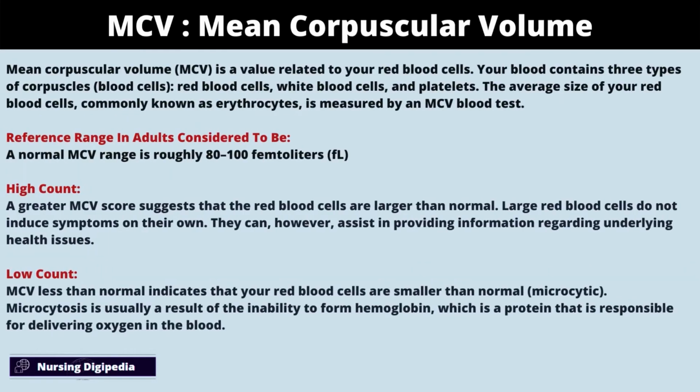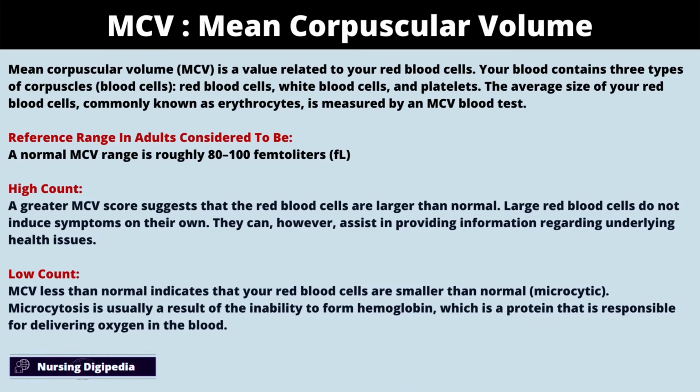MCV stands for mean corpuscular volume. This is a value related to your red blood cells. Your blood contains three types of corpuscles: red blood cells, white blood cells, and platelets. The average size of your red blood cells, commonly known as erythrocytes, is measured by an MCV blood test. Normal range in adults is considered to be 80 to 100 femtoliters.